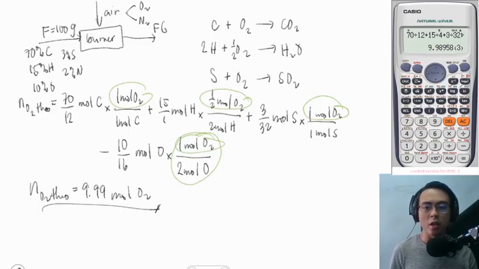So if you have further questions or if this part is unclear to you, you can message me and ask me if you need to subtract oxygen from your O2 theo.